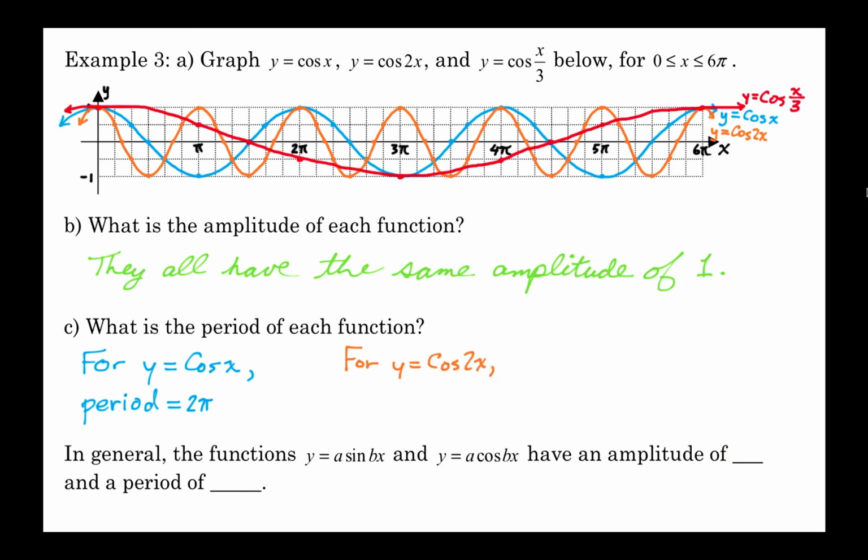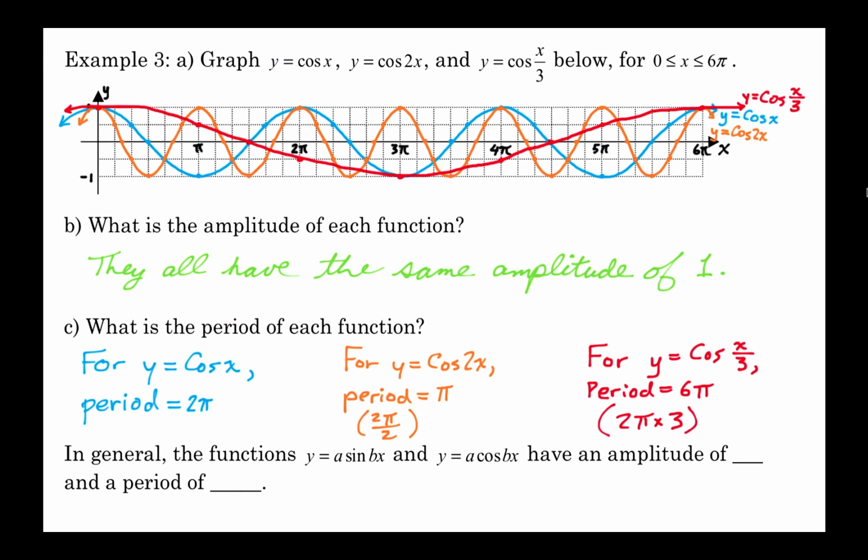For y equals cosine 2x, the period is pi, which is 2 pi divided by 2. And for y equals cosine of x over 3, the period is 6 pi, which is 2 pi times 3. So notice how when it's horizontally compressed by a factor of a half, we get half the period. The period is half of what it was. And when we've got a horizontal expansion by a factor of 3, the period is 3 times what it was.